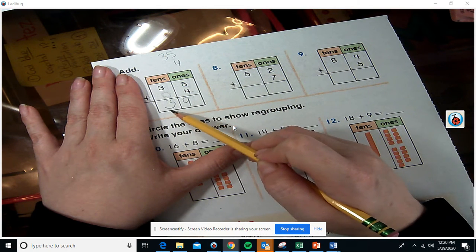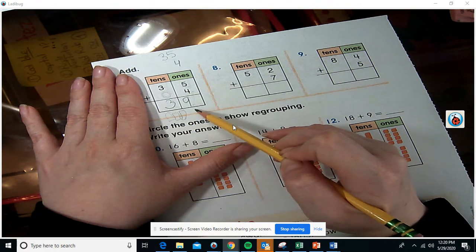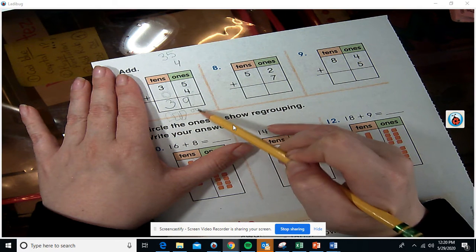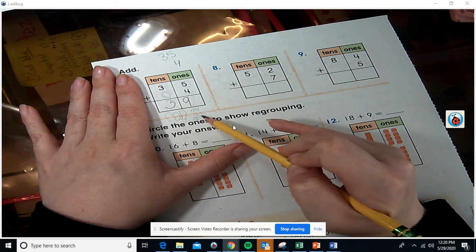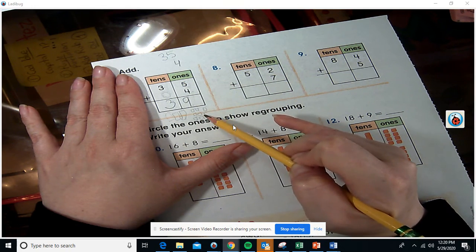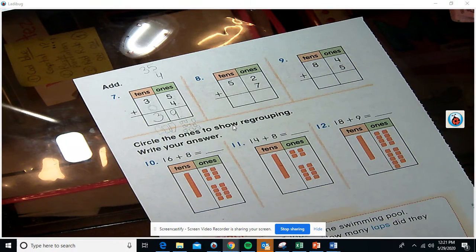So that means that we have 3 tens here and 9 little ones, right? 2, 3, 4, 5, 6, 7, 8, 9. That's really what the number 39 looks like.